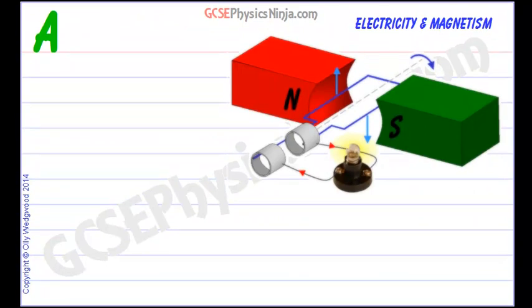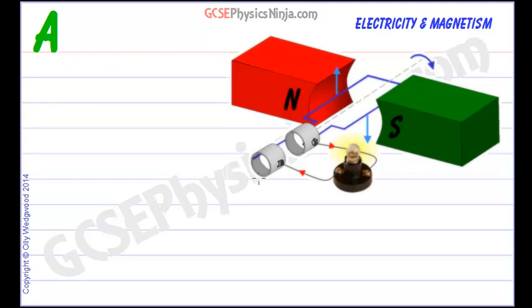So first of all, let's just add on a detail here, which is what's called a brush. It's a slipping contact, because these slip rings are going to be rotating as the coil rotates.